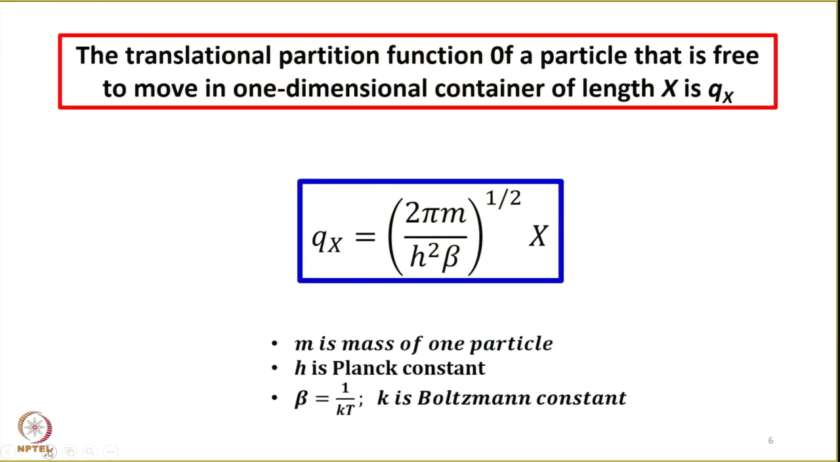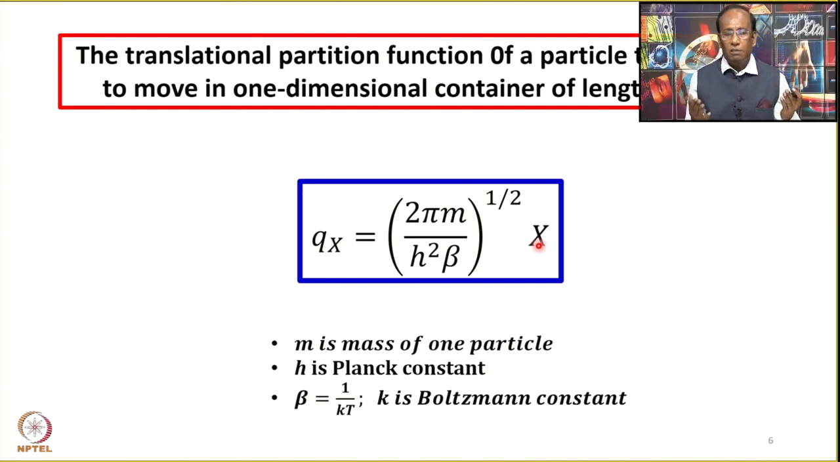So what we have done is we have derived an expression for the translational partition function of a particle that is free to move in a one-dimensional container of length x, and that we are referring to as qx. This is the expression: qx is equal to 2 pi m over h square beta, or beta h square, the way you want to read it, square root into x.